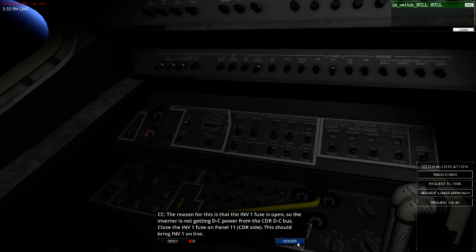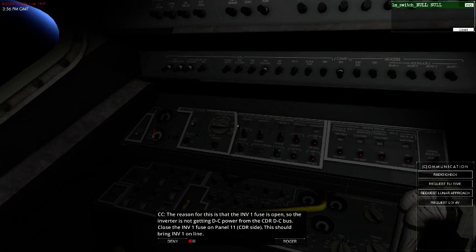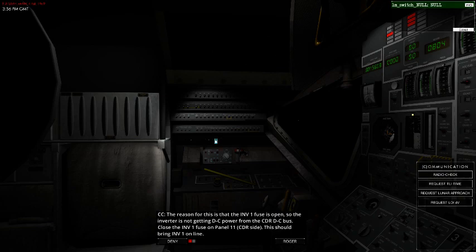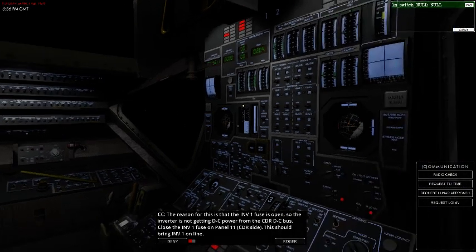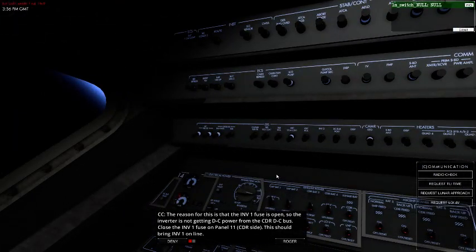The reason for this is the INV1 fuse is open, so the inverter is not getting the DC power from the CDR-DC bus. Close the INV1 fuse panel. This should bring INV1 online. CDR panel 11. There we go. Alrighty.